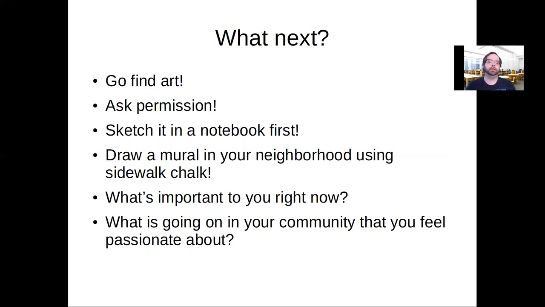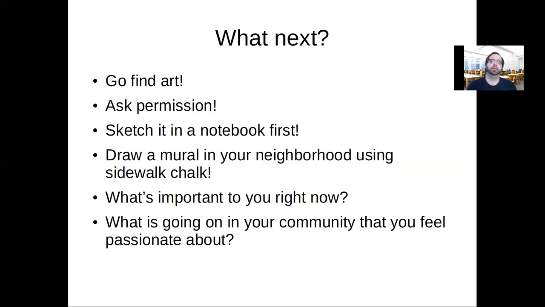Once you've taken a look a little bit, start thinking about some things and putting your pencil to paper. If you have a sketchbook or a notebook, that's great. If you don't, scrap paper's fine. Just start practicing drawing and making art and expressing yourself there, and then ask permission.